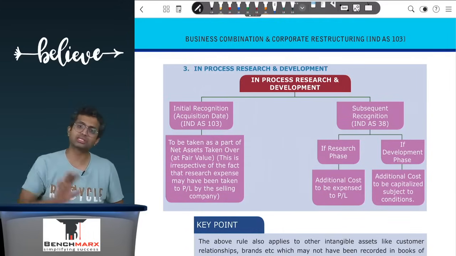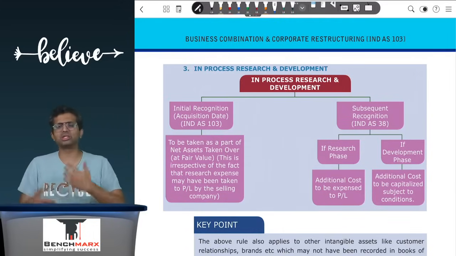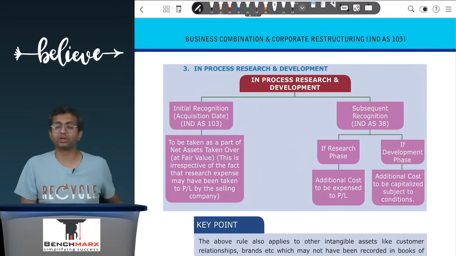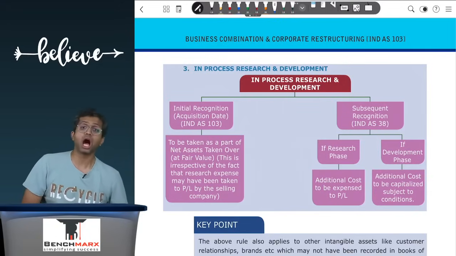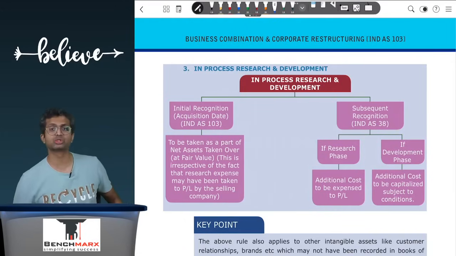Subsequent accounting will be still as per Ind AS 38, that is, if you are still in the research phase, subsequent expenses will not be capitalized, it will be taken to the P&L account. Subsequent development expenditure, let us say, can be capitalized. However, at the stage of business combination, you are allowed to take over separately identifiable intangible assets as well at fair value.